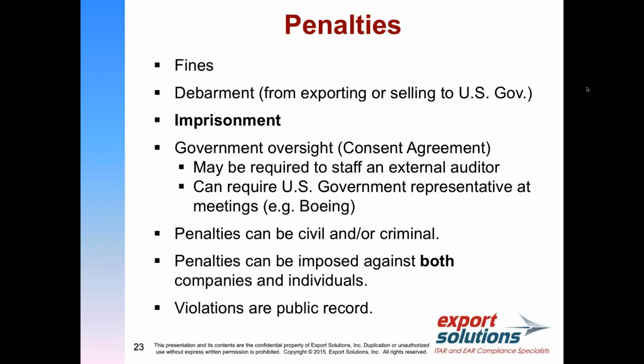Now let's talk a little bit about the penalties. You saw some of the big numbers that some companies were fined. There are fines. You can be debarred from exporting or selling to the U.S. government. That could cripple many businesses. The one I both faced, imprisonment. You can't put a company in jail, but you can put its employees, or any of its employees, in jail.